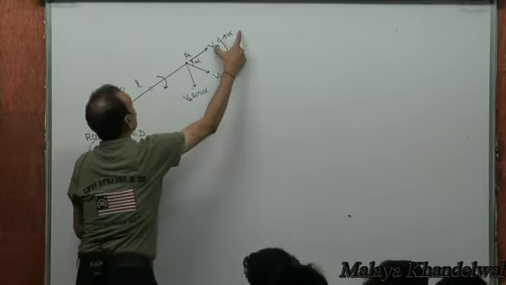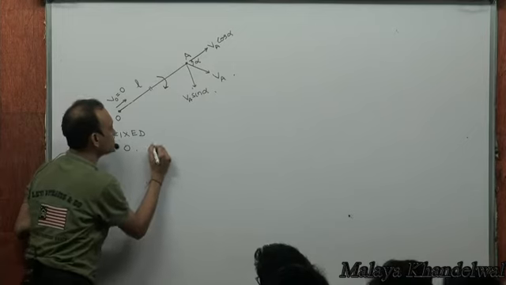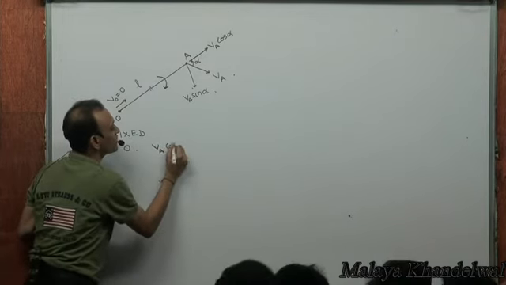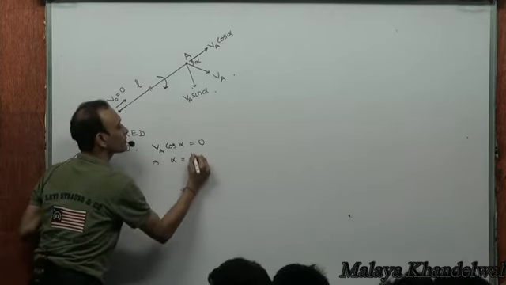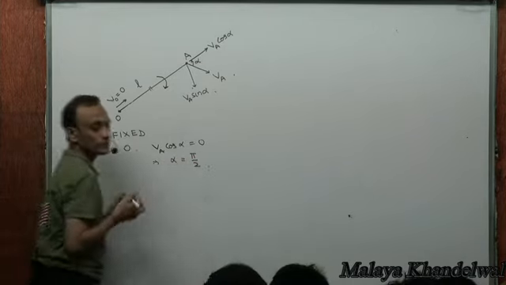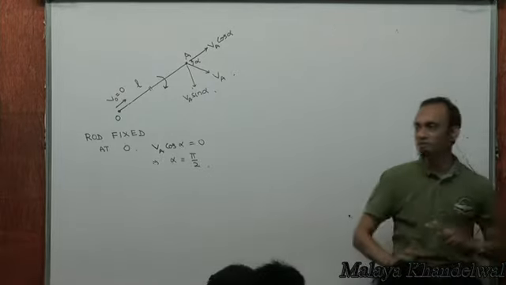That means VA cos alpha must be 0, right? VA cos alpha is 0. It means alpha must be 90 degrees. Yes or no? Alpha must be 90 degrees.